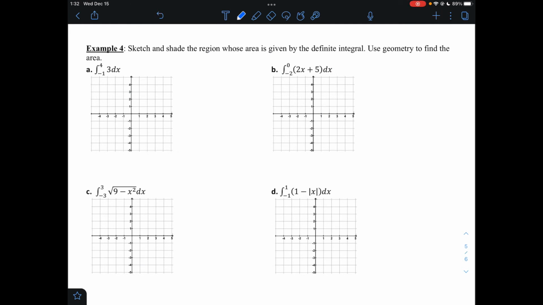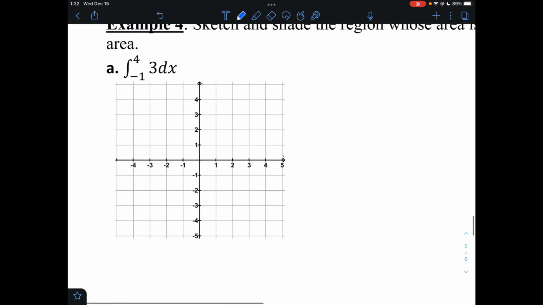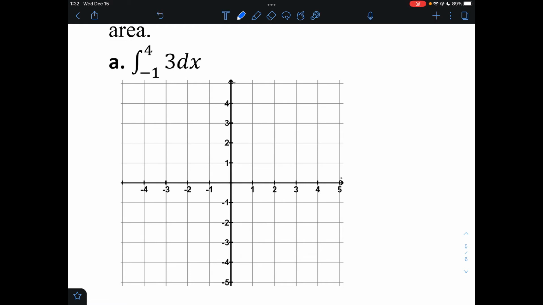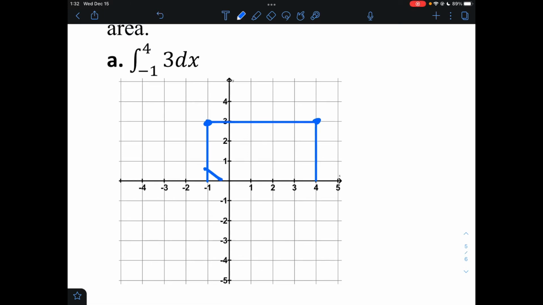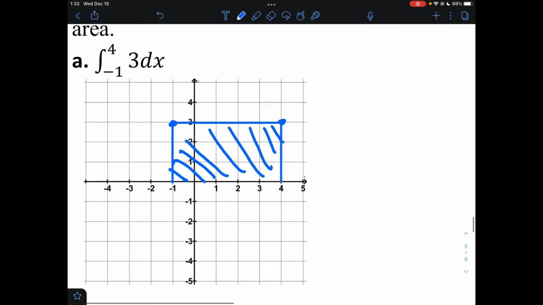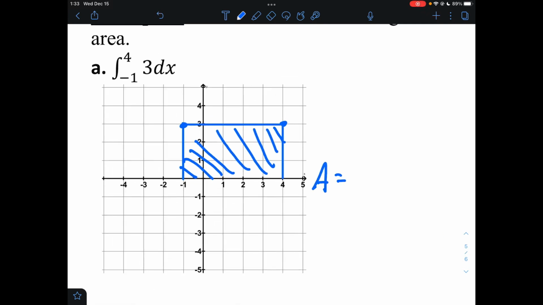So number 4 says to sketch and shade the region whose area is given by the definite integral, and then we're going to use geometry to find the area. All right, so the first one here says -1 to 4 of 3 dx. So all we're going to do is plot y equals 3 between -1 and 4. So -1 comma 3 and 4 comma 3, and it's just a horizontal line between them. This is something we should be able to find the area of very easily because it is a rectangle. So our area here is just the height, which is 3, times the length, which is 5, or 15. So this integral would be equal to 15 units.